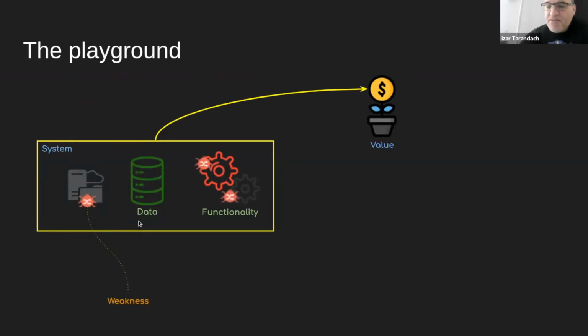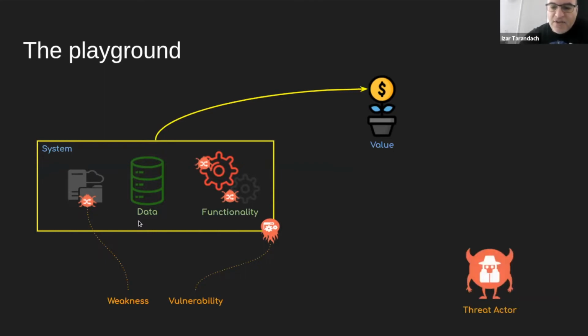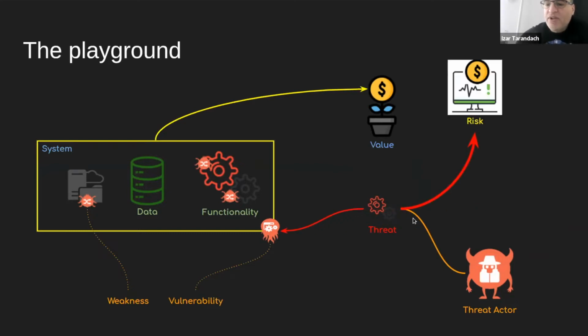Well, sometimes those systems have weaknesses, right? And those weaknesses can turn into vulnerabilities if they can be exploited in order to either stop the functionality or to access the data and things like that. And that gives a threat actor, somebody who has some ill intent towards us and our systems and our data, an opportunity to exercise a threat through a vulnerability. And in this way, generate risk to that value, and with the risk, a possible impact to that value.